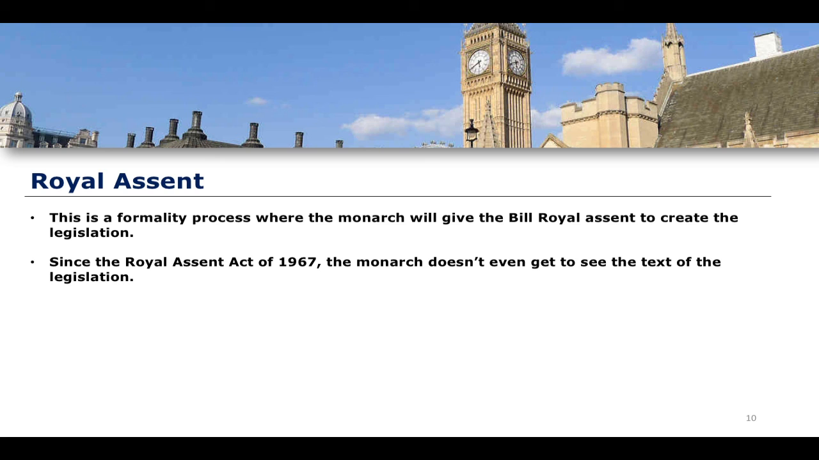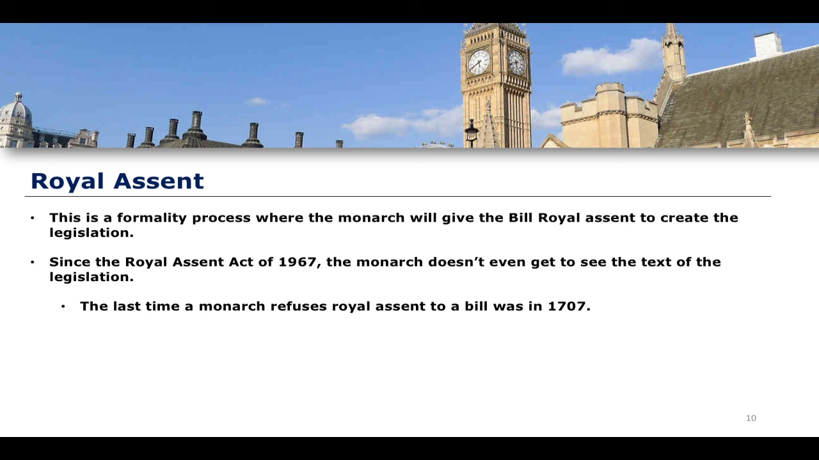The Royal Assent Act of 1967 means that the monarch doesn't even have to see the text of the legislation anymore. It used to be the case that the monarch would read the legislation and then give royal assent, but because of the Royal Assent Act, there is not even a need to see the text. Simply put, the monarch will put their stamp of approval on the legislation and then let it go through, and there you go, sorted. The last monarch, by the way, that ever refused to give royal assent to a bill was Queen Anne in 1707.